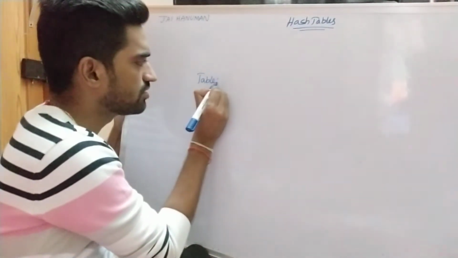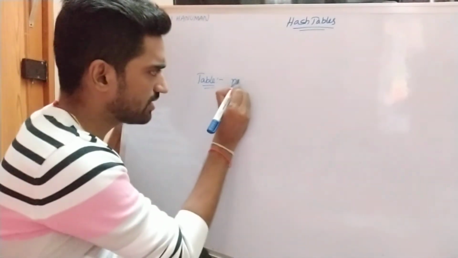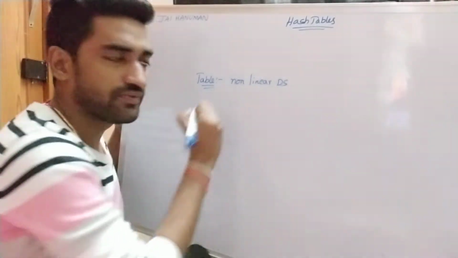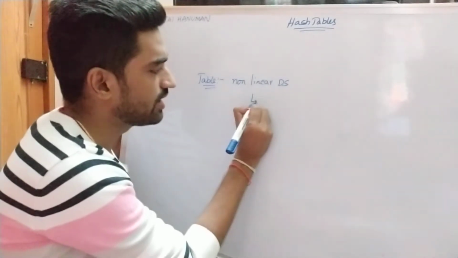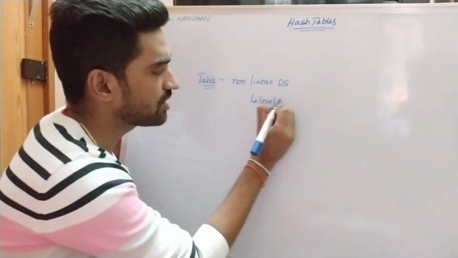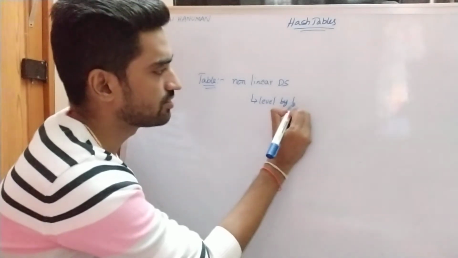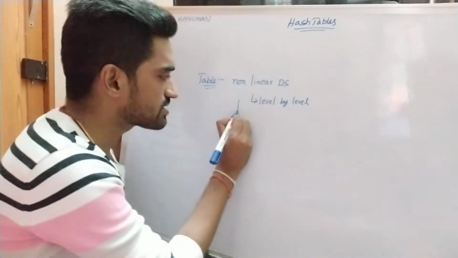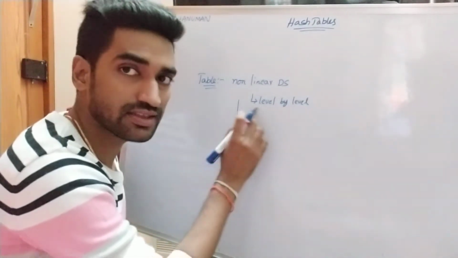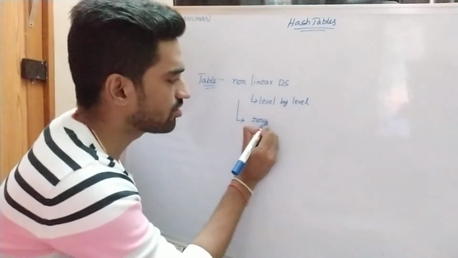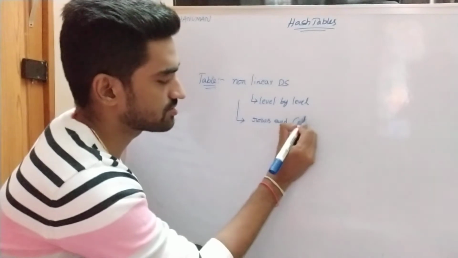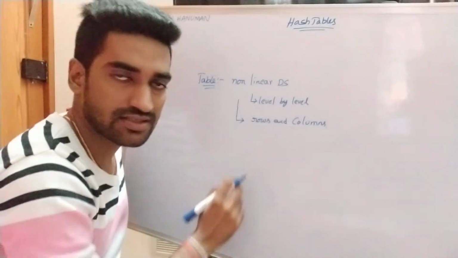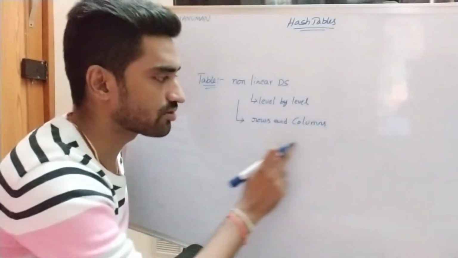A table is a non-linear data structure which stores the data in the form of level by level manner. And a table is a non-linear data structure that organizes the data in the form of rows and columns, right?